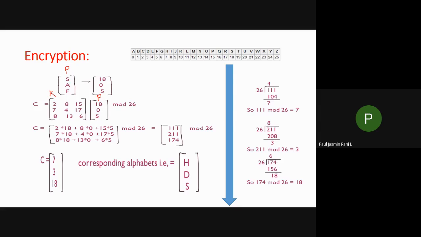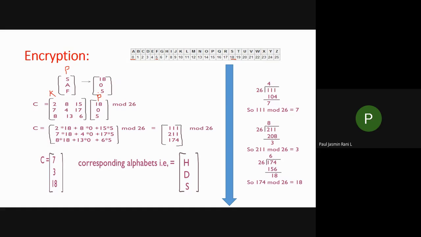First, you have to convert your plain text alphabets into corresponding numbers. See here, what is the number for S? For S you get 18. First you write the alphabet numbers from 0 to 25, and for the plain text find the corresponding numbers. So S is 18, A is 0, and F is 5. Like this you find the corresponding numbers for your plain text.